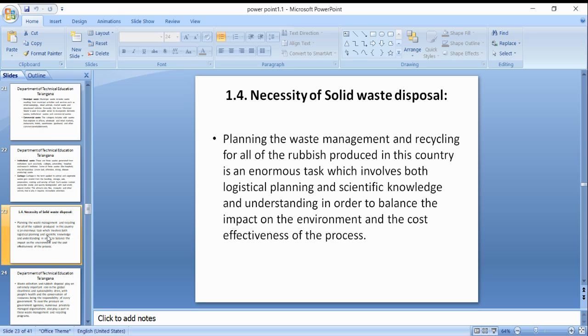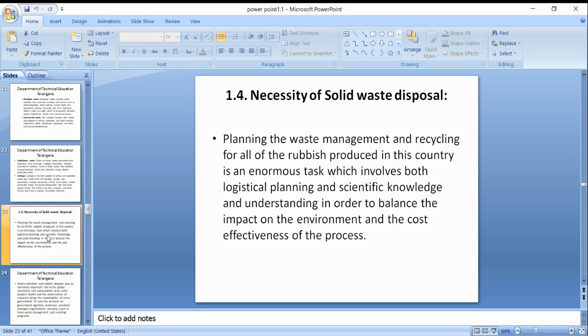After that, different classifications are there. Different waste has been divided into different categories so that they will not get mixed into one. If they are mixed, then some physical and chemical changes will occur, so they should be segregated. For that purpose, we have classified. Next comes necessity. Why is it required?